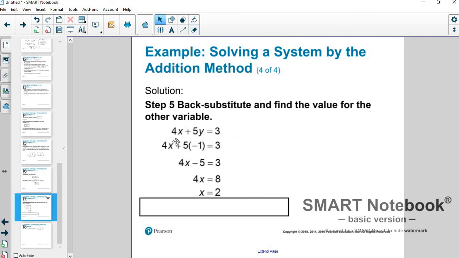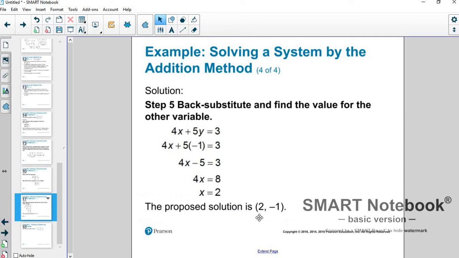If I plug into the first one, 4x plus 5y equals 3, I get 4x plus 5 times negative 1 is 3. 4x minus 5 is equal to 3. Add 5 to both sides and divide by 4. And so you get a solution of 2 comma negative 1.